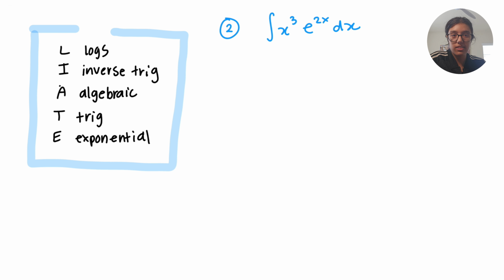All right, on to our next problem, which is question 2, integration x cubed e to the power of 2x dx. And I will say this is a bit more involved of a problem. So if you want to give this problem a go, pause the video, but I'm going to go over the solution right now. So once again, let's see if we can actually apply tabular method.